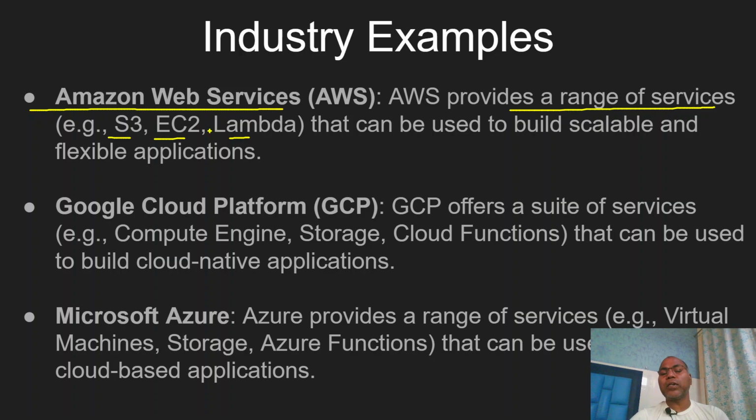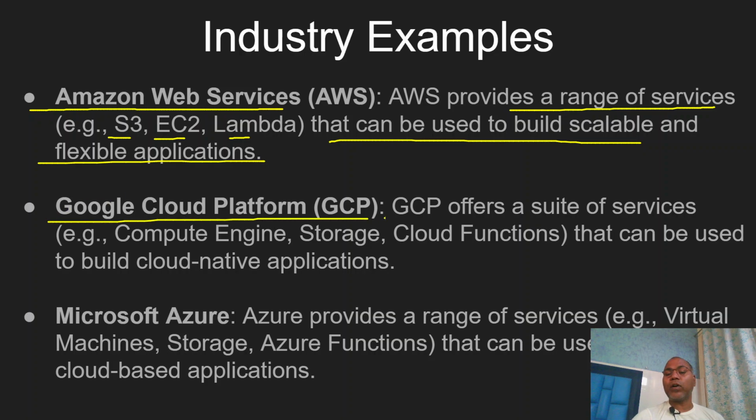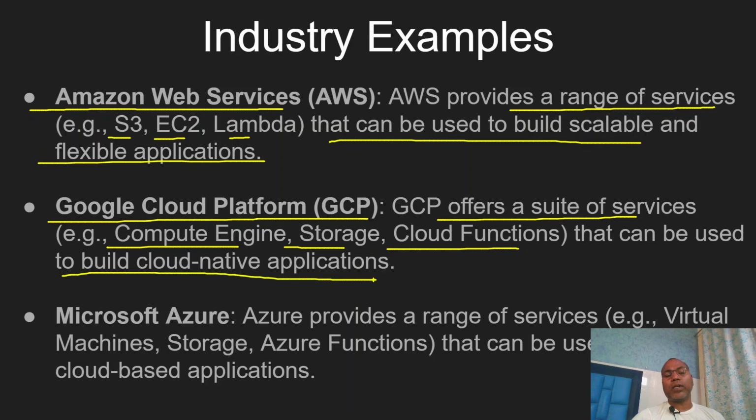Still, they communicate with each other. Sometimes S3, as a different service, can communicate with EC2 and with Lambda. So these are different services, and they also interact with each other when needed. That way, very scalable and flexible applications can be built with the help of service-oriented architecture. Even Google Cloud Platform offers multiple services like Compute Engine, storage, and Cloud Functions, which can be used to build cloud-native applications.